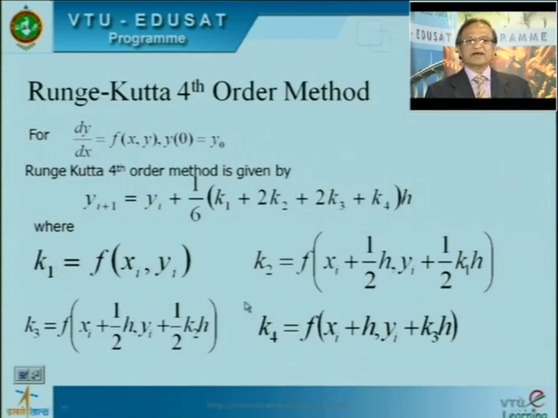Similarly, I can calculate k2, which is equal to f of x suffix i, meaning I can replace i by 0, plus 1 by 2 times of h, comma y suffix 0 plus 1 by 2 times of k1 into h.